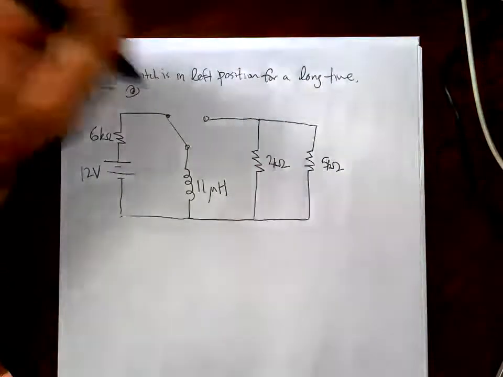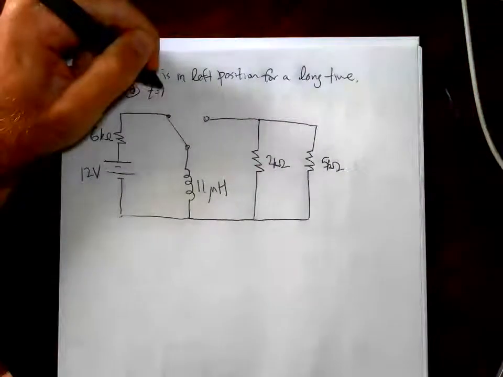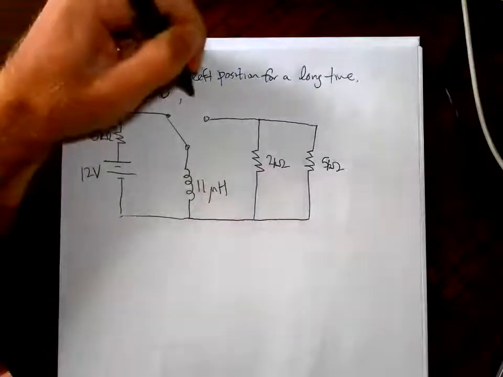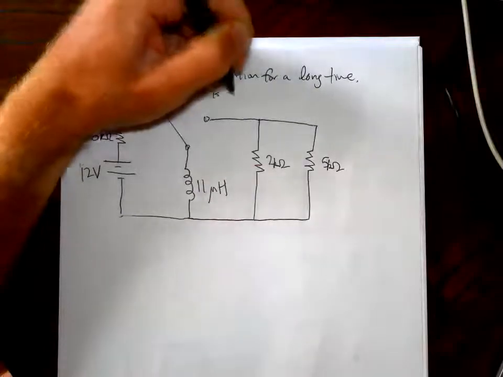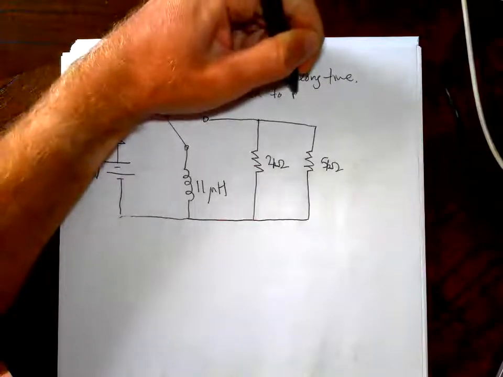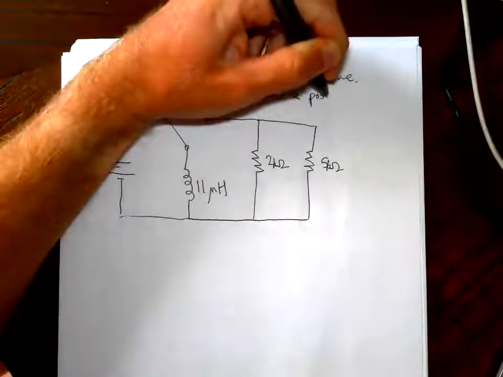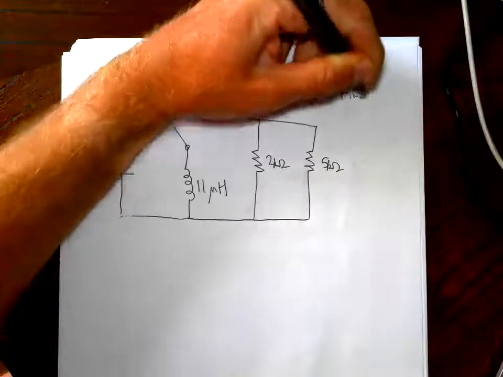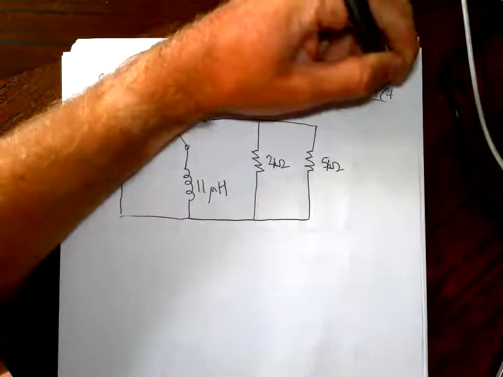At t equals 0, it is moved to the right position. Find the current as a function of time. Okay?